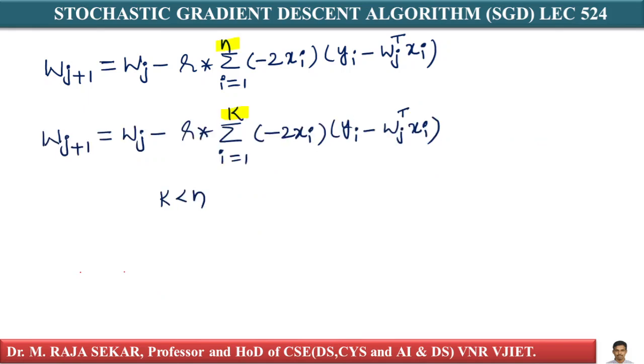Let me explain this one. What does it say? This first one is gradient descent. This one is gradient descent, isn't it?